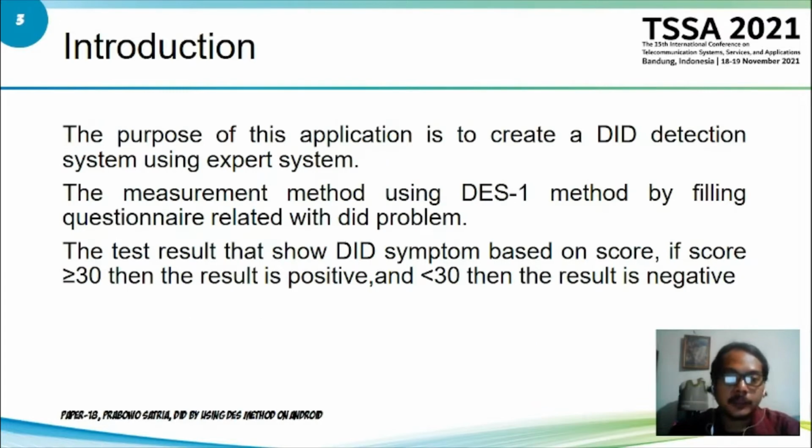The purpose of this application is to create a DID detection using an expert system. The measurement method uses DES version 1, by filling in a questionnaire related to DID questions. The test result shows the DID symptom based on the score. If the score is above 30, then the result is positive. If below 30, then the result is negative.